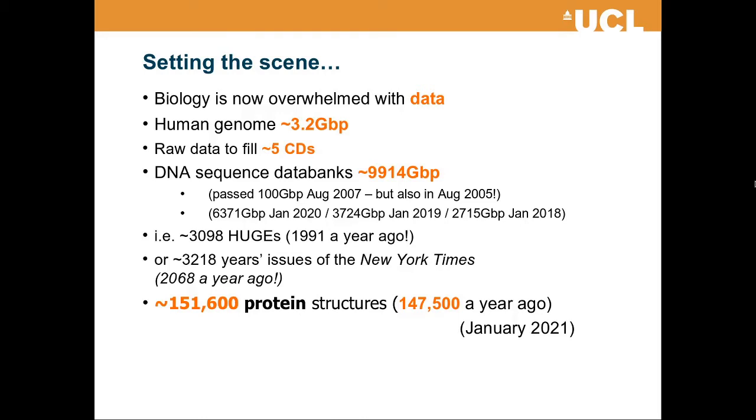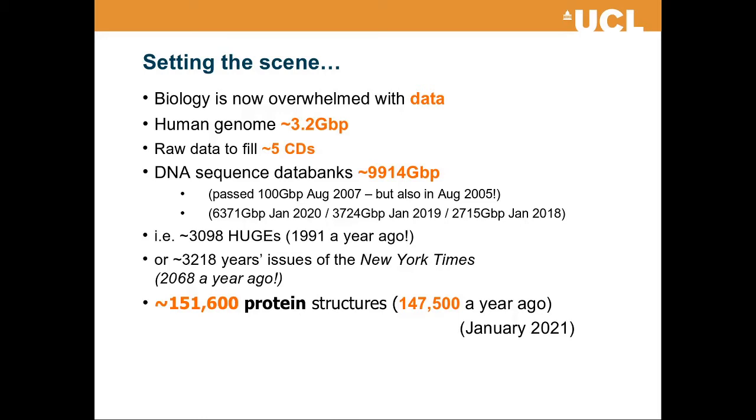So our current count compares with 6,300 gigabase pairs or billion base pairs in January of last year, and that's twice or almost twice the figure that it was a year earlier. So you can see how rapidly it's increasing. So you can think of this as being like having sequenced the human genome just over 3,000 times. So a huge number of human genome equivalents.